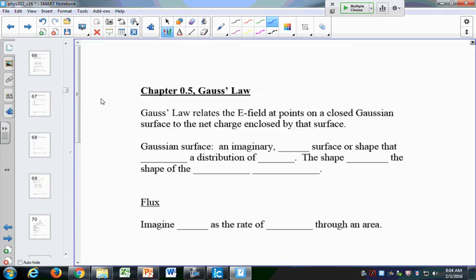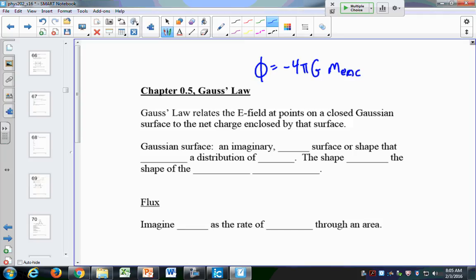Okay, so Gauss's law gives the relation between the electric field at points on a closed Gaussian surface to the net charge enclosed by that surface. Now, we've seen Gauss's law already with the gravitational fields, and we've seen it written like this, that the flux is equal to negative 4 pi G times the mass enclosed, the mass inside that Gaussian surface.